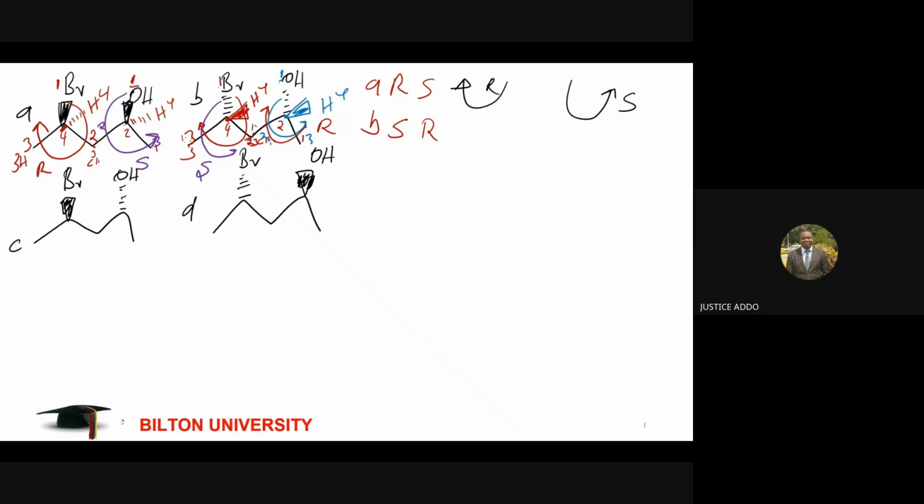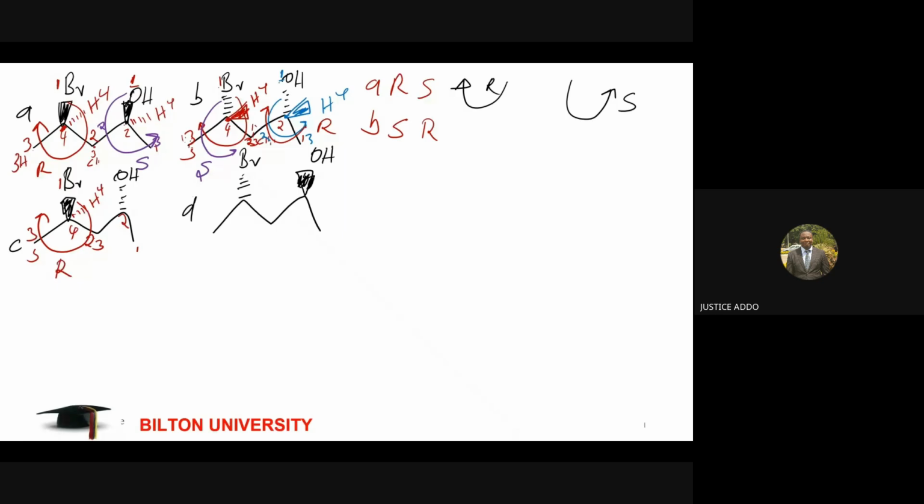In C, still 1, 2, 3, 4, 5. So let's start with carbon number 4, because bromine is in the wedge, meaning that it is in front, and therefore our hydrogen is at the back. If we look at priority, bromine will take the first priority. Of course, carbon number 3 will take the second priority, carbon number 5 will take the third priority, and hydrogen will take the fourth priority. And hydrogen is at the back, so it's much easier to move this way, and therefore for carbon number 4 we are going to have R configuration.